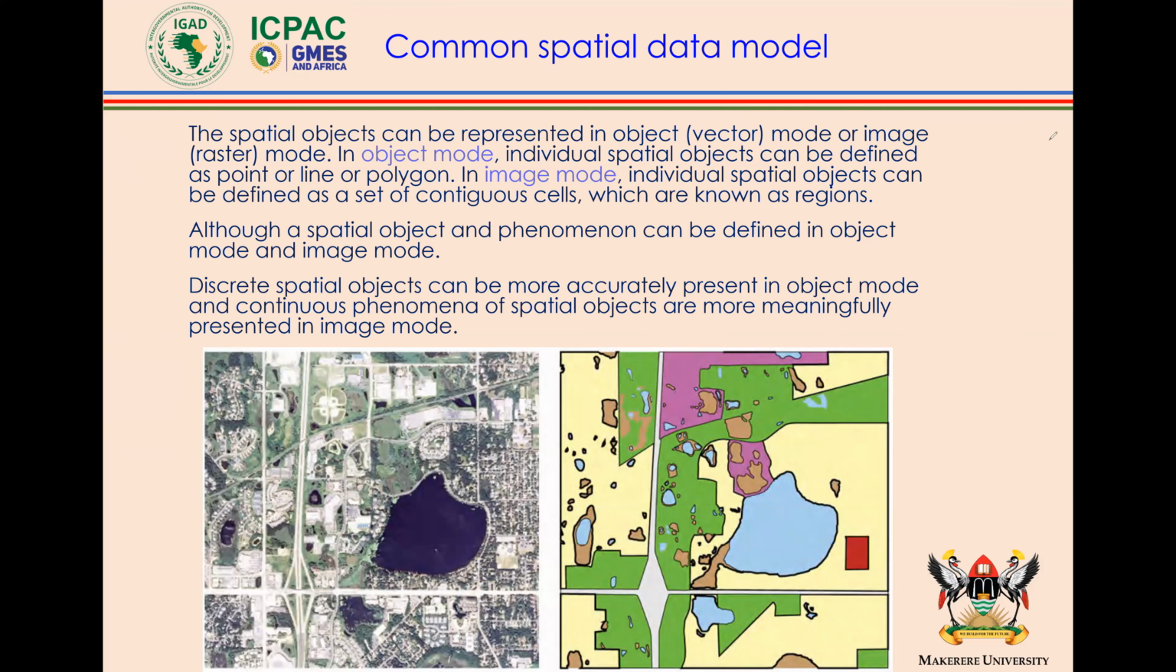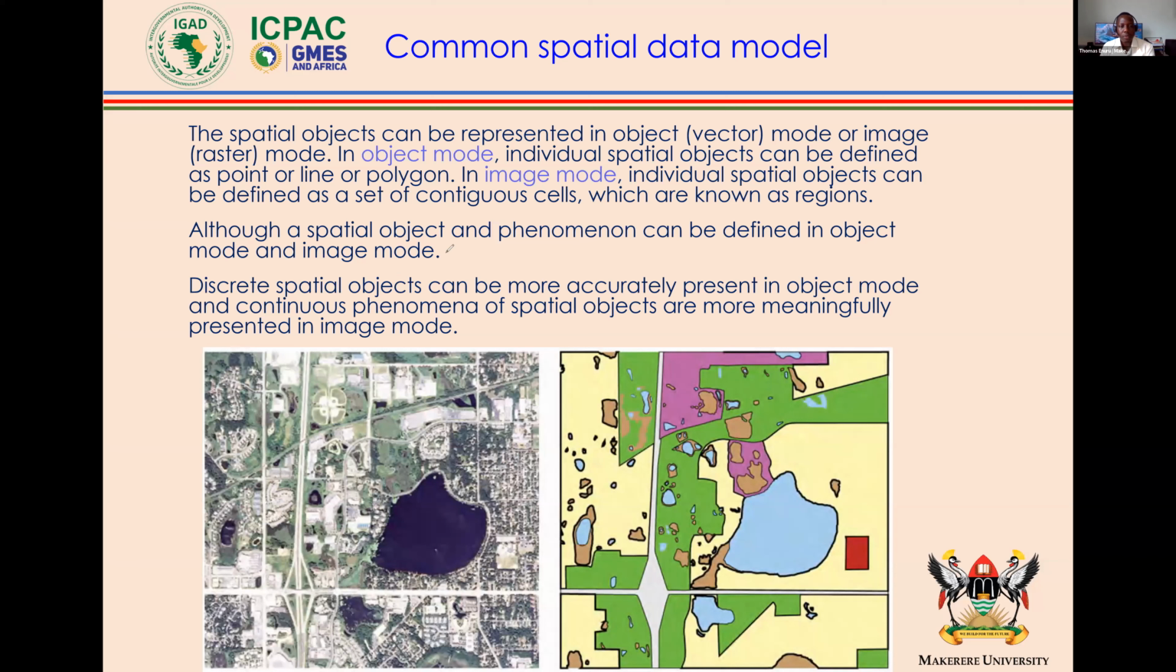All right, so spatial objects can be represented as an object, which is a vector, and then raster, which is an image. So in object mode, which is vector, individual spatial objects can be defined as points, lines, and polygons. And then in the image mode, which is a raster, individual spatial objects can be defined as a set of continuous cells, which are known as regions. We'll explain that in detail.